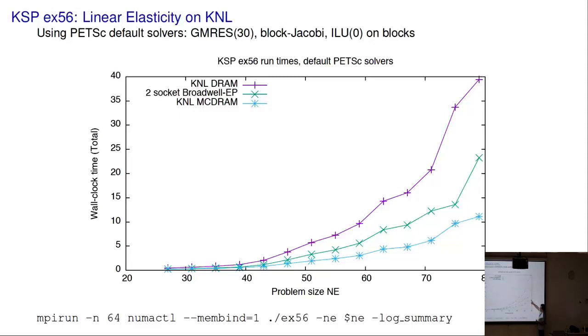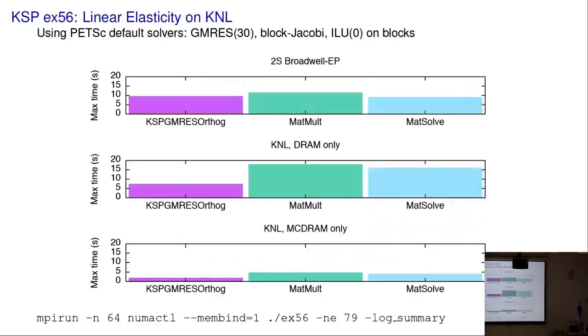The KNL looks really good here, and it's all because of the memory bandwidth that you get out of MCDRAM. And I put here some of the breakdowns of what you get from the PETSc log summary, the time in GMRES, orthogonalizations, matrix multiplication, MatSolve. And let's see, down here I'm running out of DRAM. All these things look really good.